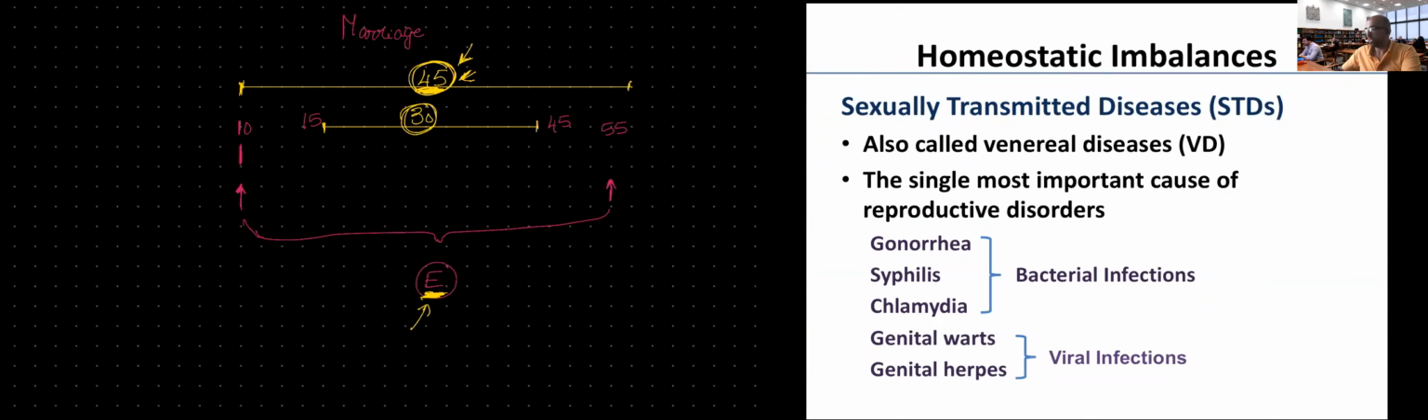Moving on to the sexually transmitted diseases, or the STDs. The single most important cause for reproductive disorders is going to be the sexually transmitted diseases. It might be due to a bacterial infection like gonorrheal infection, syphilis, chlamydia. It might be viral infections like the genital warts and the genital herpes.